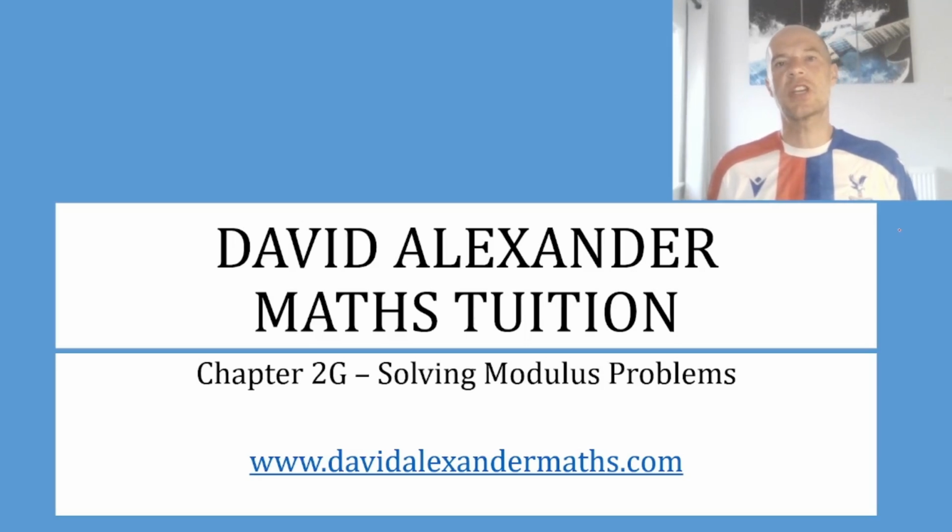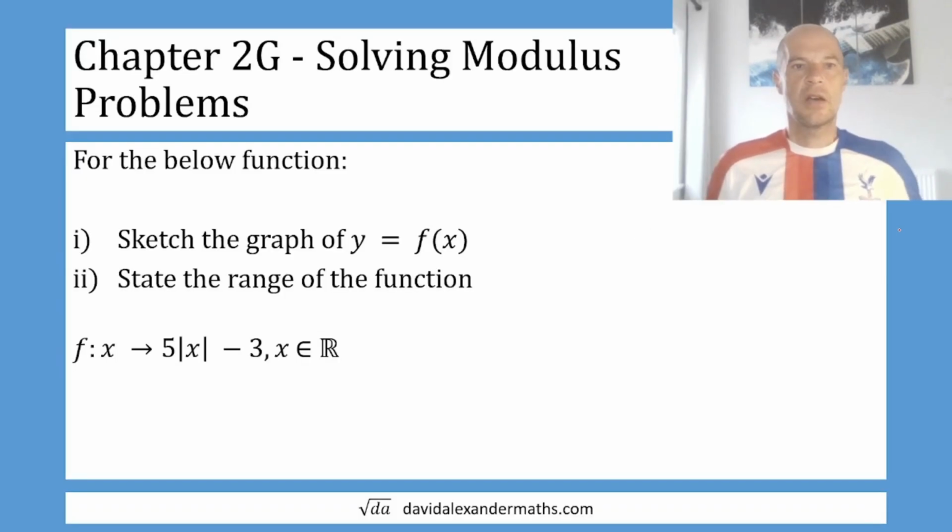This is chapter 2G on solving modulus problems. Okay, so here's our first example. For the below function, sketch the graph and then state the range. So f of x is 5 modulus x take away 3.